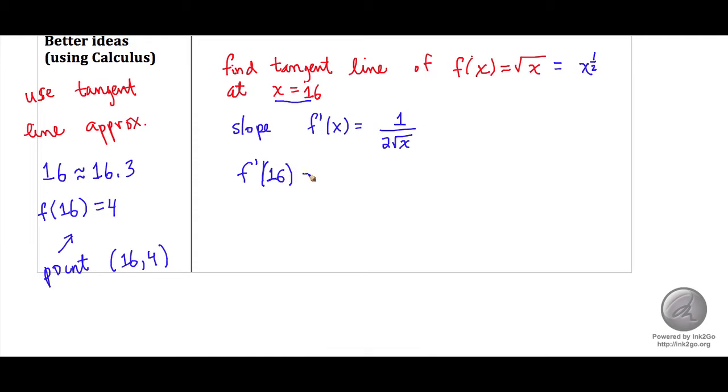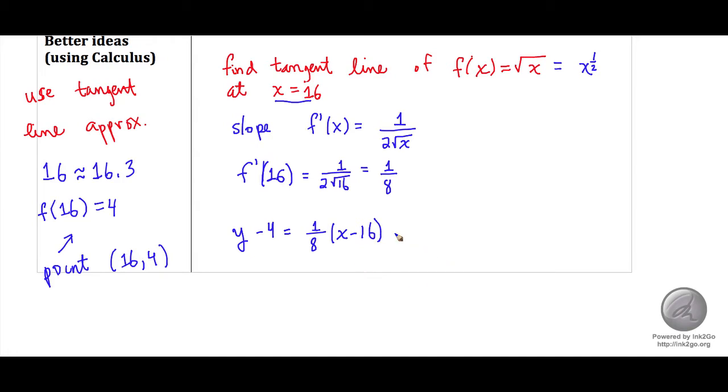So f prime of 16 is going to equal 1 over 2 root 16, and root 16 is just 4. 1 over 2 times 4 is nothing more than 1 over 8. Okay. Now, the equation of the line that we have is y minus 4 is equal to my slope, which is 1/8, times x minus 16.